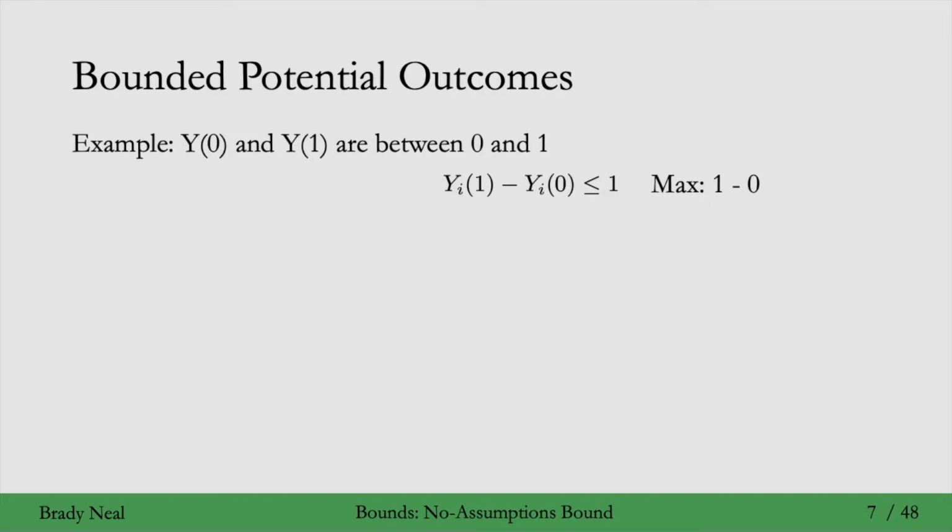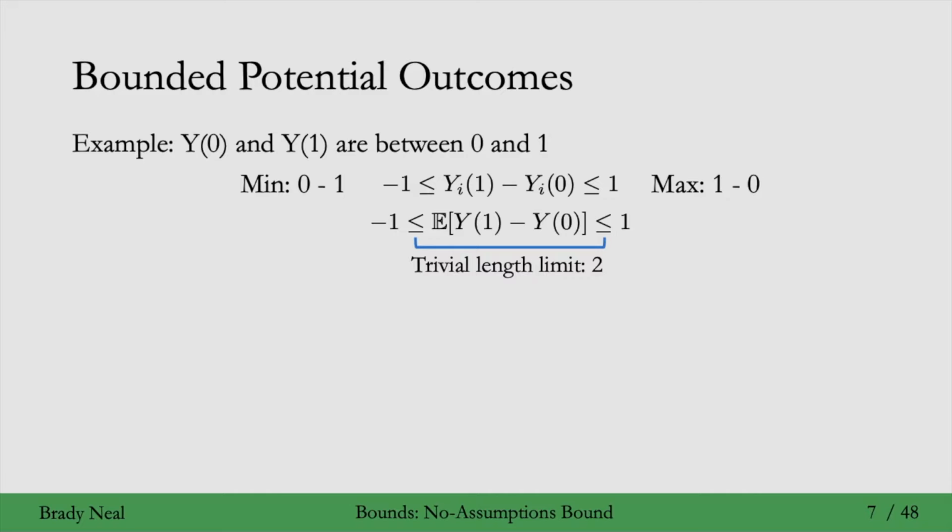This is because we just take the maximum value of the outcome minus the minimum value of the outcome. 1 minus 0 equals 1. Similarly, all individual treatment effects must be greater than or equal to -1. This is because we just take the minimum value of the outcome minus the maximum value of the outcome. 0 minus 1 equals -1. Then, because all individual treatment effects must be between -1 and 1, we know that the average treatment effect must be between -1 and 1. So we can trivially get an interval of length 2. 1 minus -1 is 2.